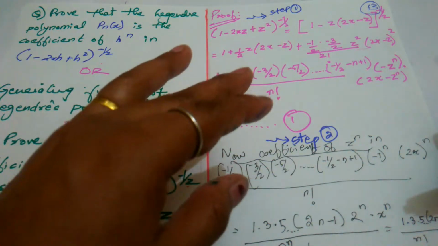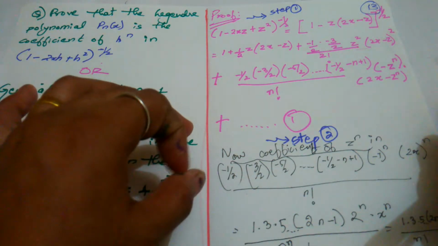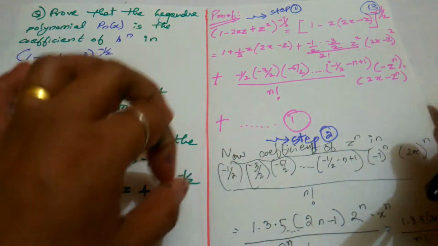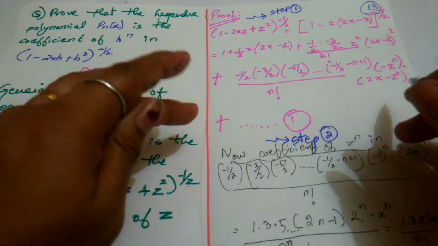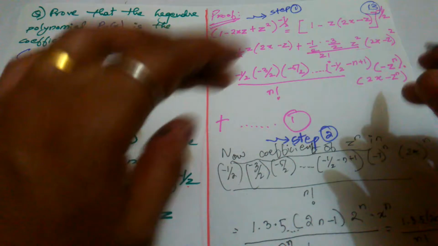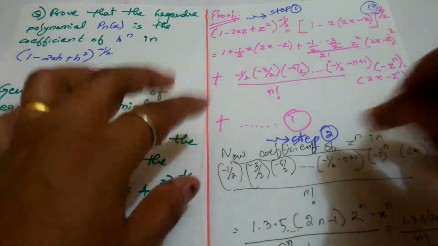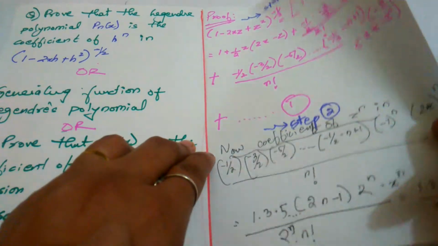In the next step, what will I substitute? I'll substitute the value of n as n minus 1. That will be my step 3. And in step 4, I'll substitute the value of n as n minus 2. This way we will substitute. Okay, so now this is my step 2. Now let's switch to step 3.